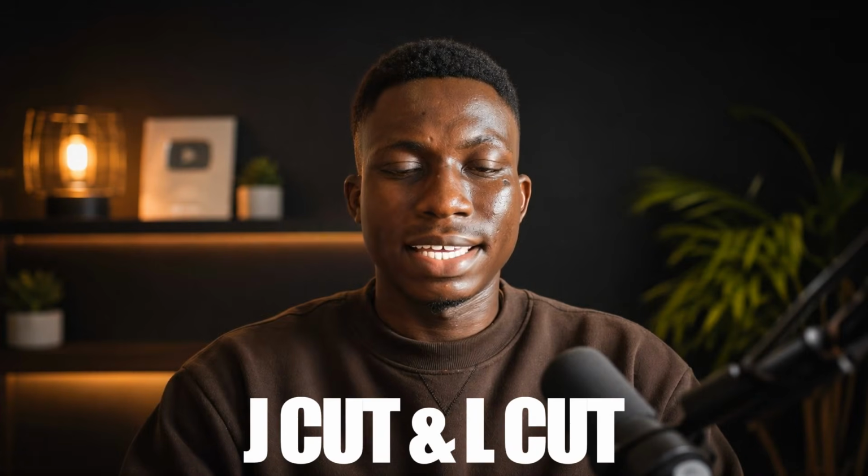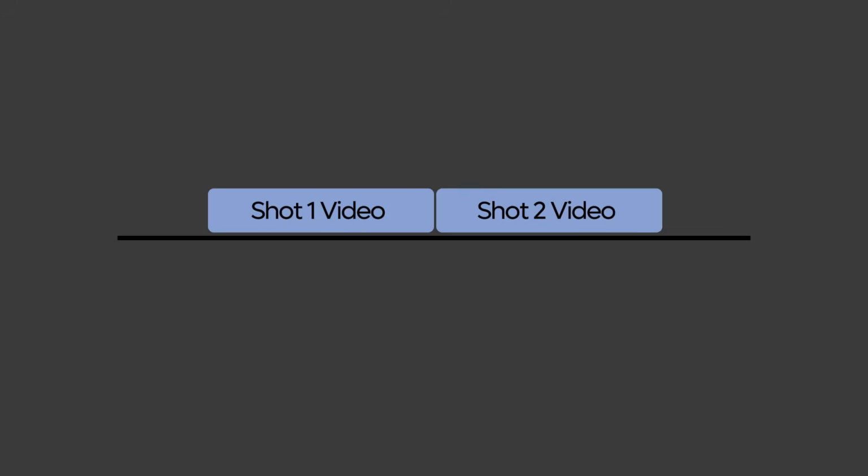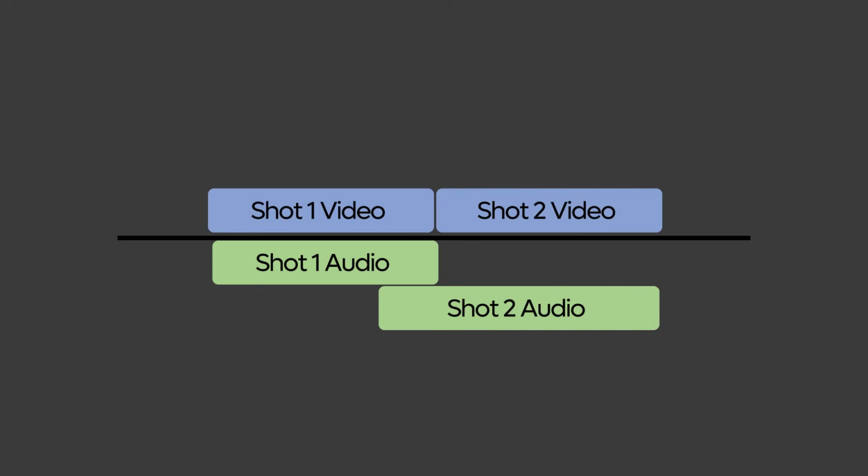And the 2 techniques we're going to use are the J-cut and the L-cut. A J-cut simply means the audio from the next clip starts playing before the visual changes. So imagine you have clip 1 and clip 2. While you're still watching the visuals from clip 1, you're already hearing the audio from clip 2. That early audio transition helps your brain naturally prepare for the next scene before the cut even happens.